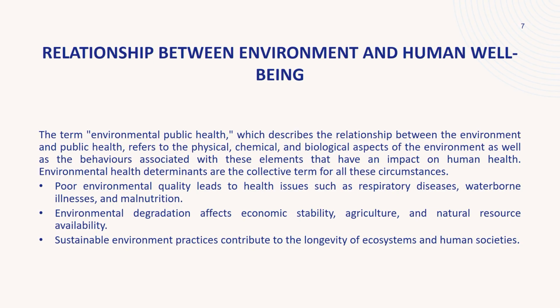First of all, relationship between environment and human well-being. The term environmental public health, which describes the relationship between the environment and public health, refers to the physical, chemical and biological aspects of the environment, as well as the behavior associated with these elements that have an impact on human health. Environmental health determinants are the collective term for all these circumstances. Poor environmental quality leads to health issues such as respiratory disease, waterborne illness and malnutrition. Environmental degradation affects economic stability, agriculture and natural resources availability. Sustainable environment practices contribute to the longevity of ecosystems and human societies.